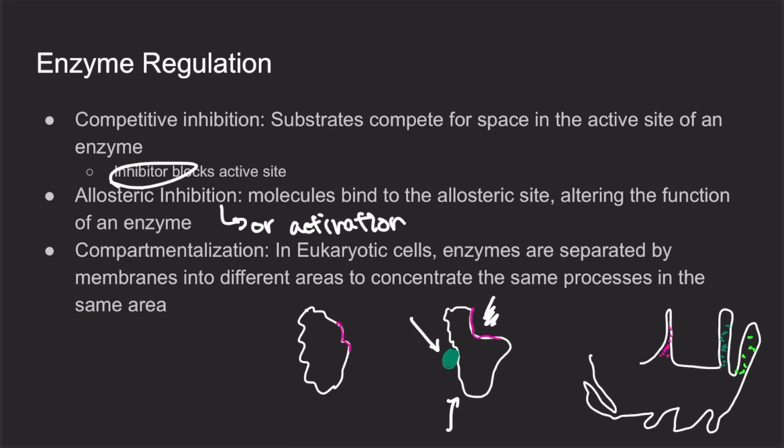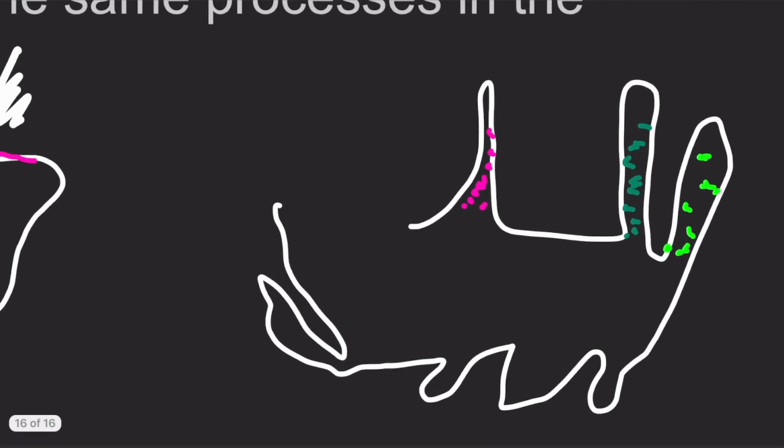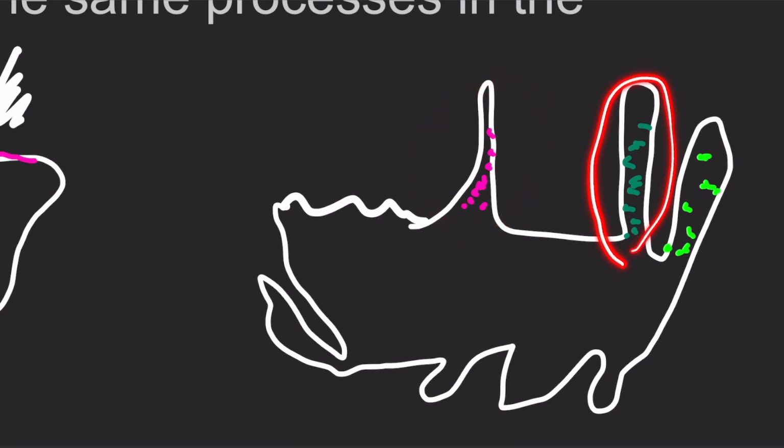So in eukaryotic cells, enzymes are separated by membranes into different areas to concentrate the same processes in the same area. So here I have an example of a cell, not really special or anything. This is probably not realistic at all. But as you can see, we have all these folds in the membrane. And what do we have? We have all the pink enzymes in one area, all the green enzymes in the other, and all the lime green enzymes in the third.